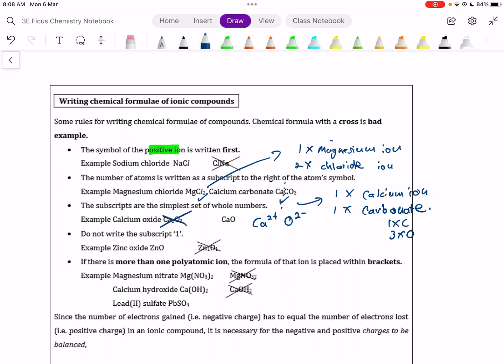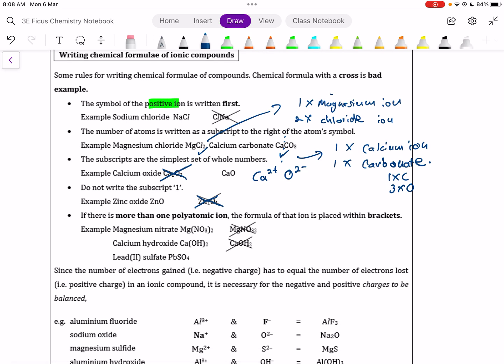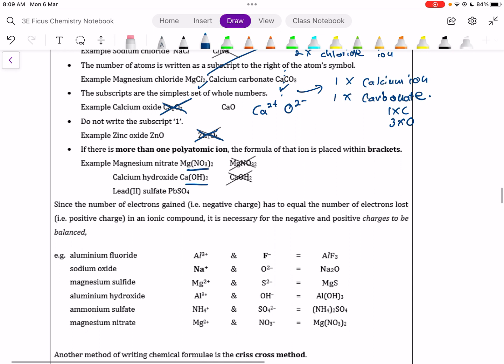If the charges are the same, you just write down as 1 to 1. Later on I'll guide you using the steps. Do not write subscript 1 if it's 1. Never ever do such a thing as Zn1O1. If there's more than one polyatomic ion, the ions will be placed in brackets. Take note of all this, because later on we are going to do the crisscross method. An easy one is something like this: magnesium chloride.